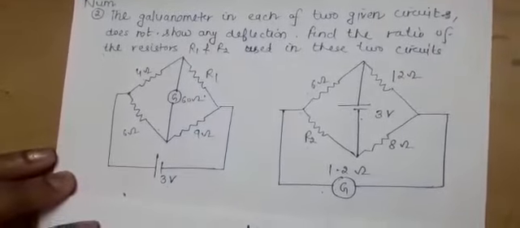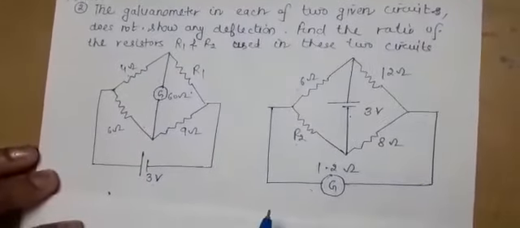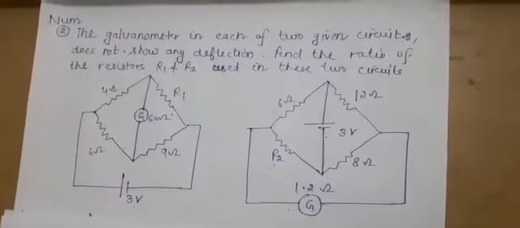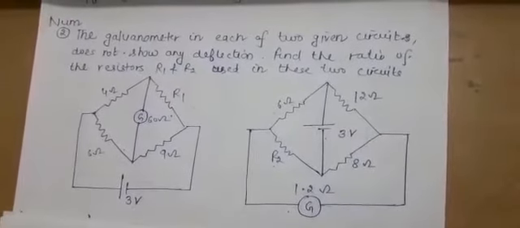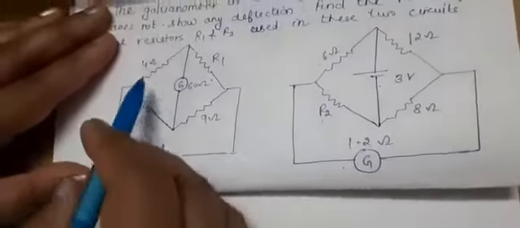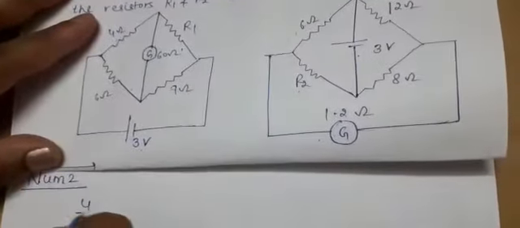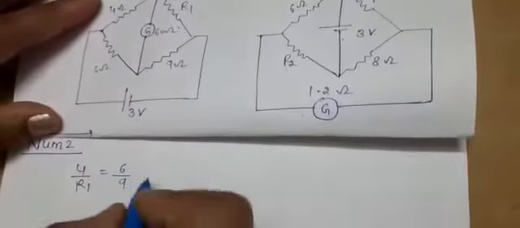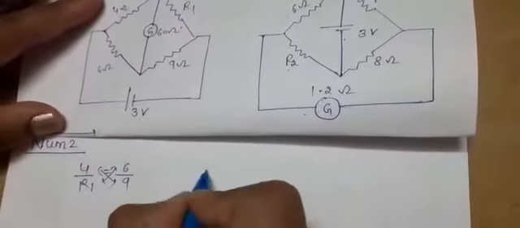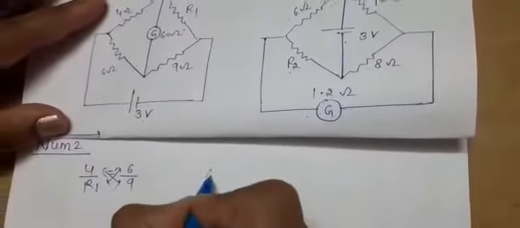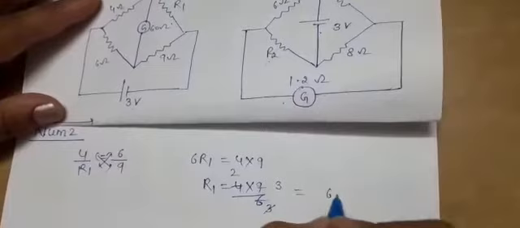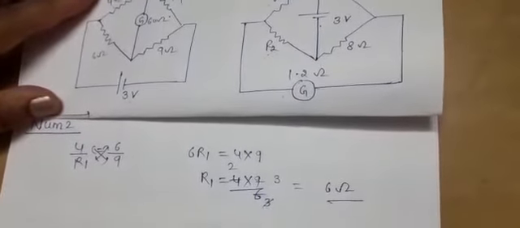So now see, again you will apply the Wheatstone bridge condition of P by Q equal to R upon S, because it is already given that the galvanometer is showing no deflection. So as per this figure, apply the condition. This is 4 upon R1 equal to 6 upon 9. Cross multiplying, 6 R1 equal to 4 into 9. So R1 will be equal to 4 into 9 upon 6, which comes out to be 6 ohm.